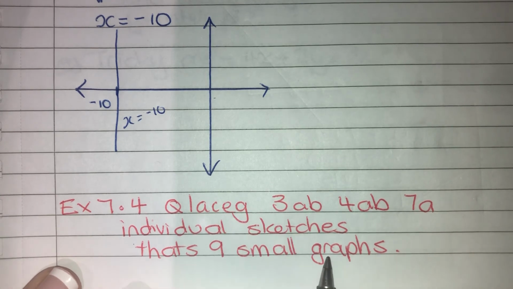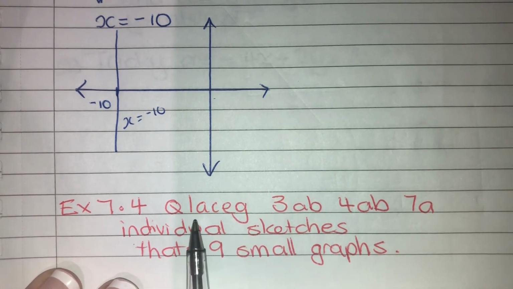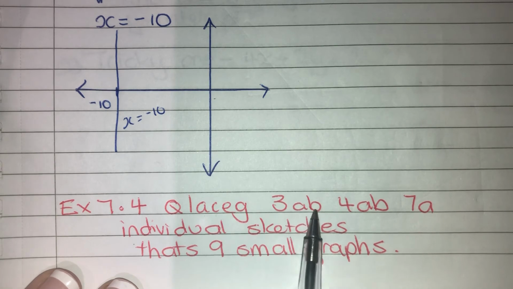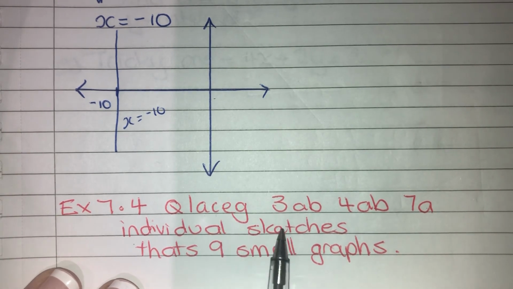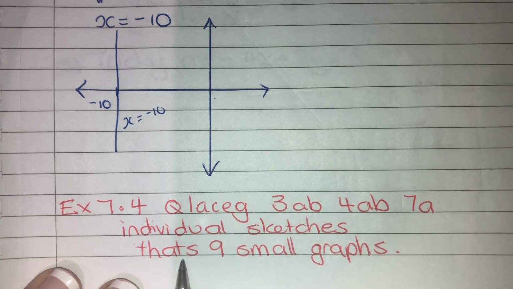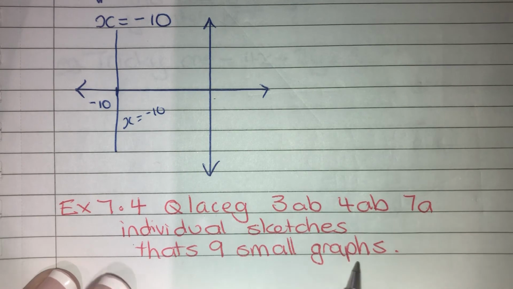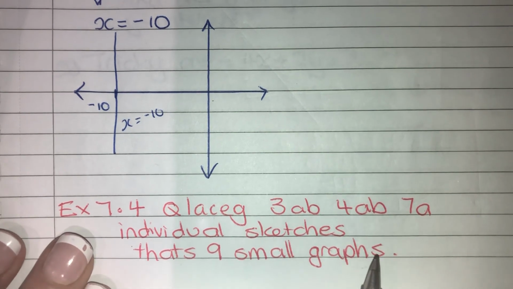Here's what you have to do. So 7.4, 1, ACEG, 3AB, 4AB, 7A. That's 9 questions. They're individual sketches, so not one big sketch, okay? So you've got to do 9 small graphs today. It's not a lot of work.